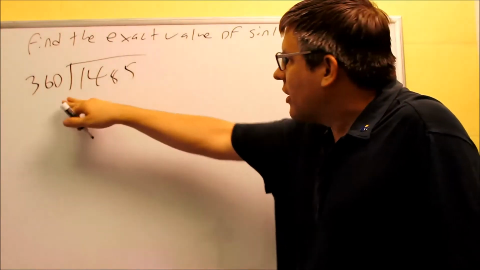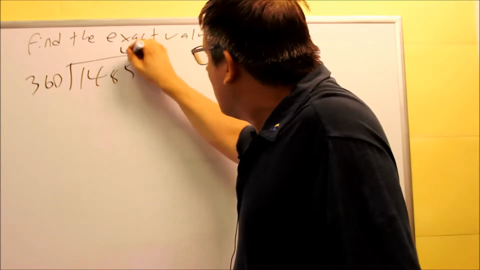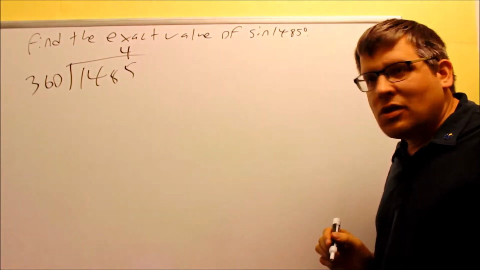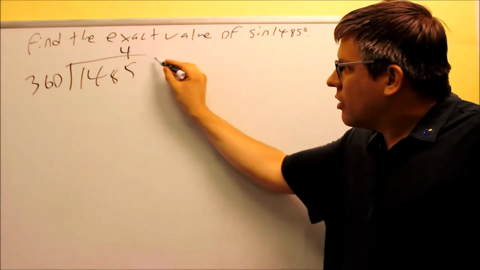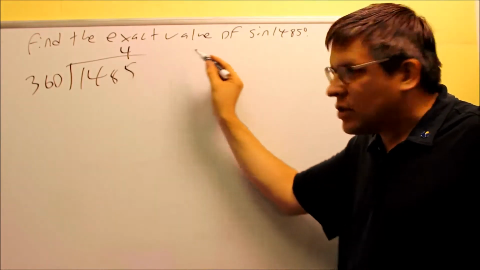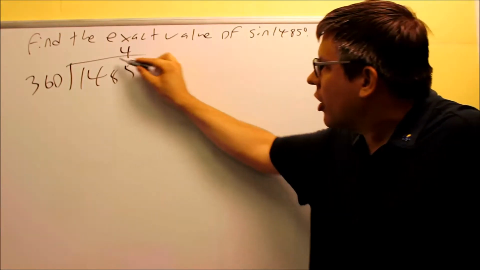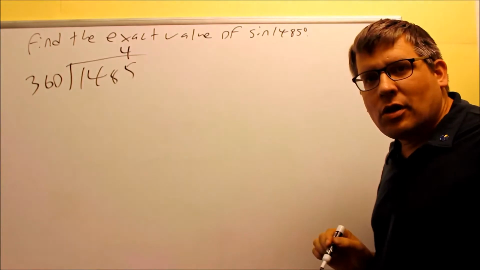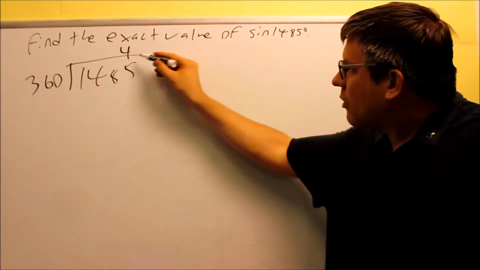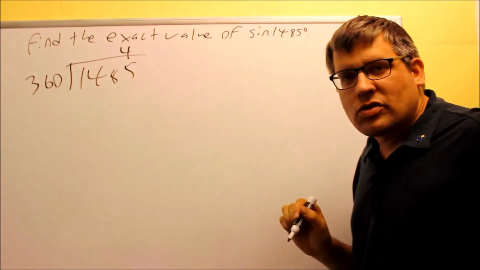If I divide 360 into 1485, it's going to go in 4 times. And I will have a decimal here, so if I were to have a calculator, I would have a decimal version. I don't care about the decimal. I only care about the whole number that's there. So I know that I'm going to go around at least 4 times of 360.